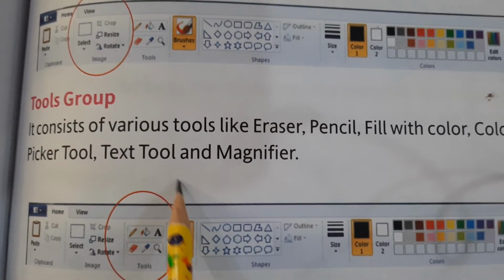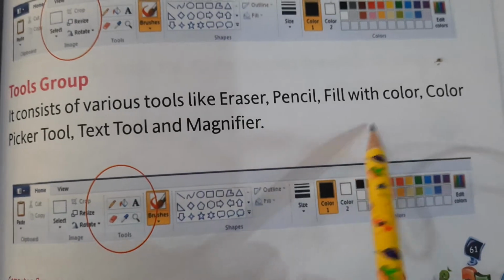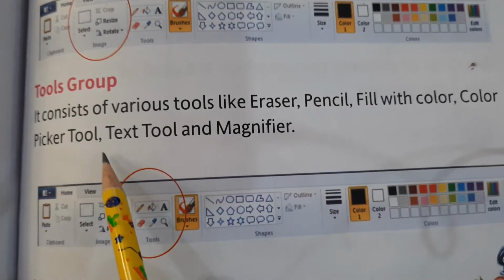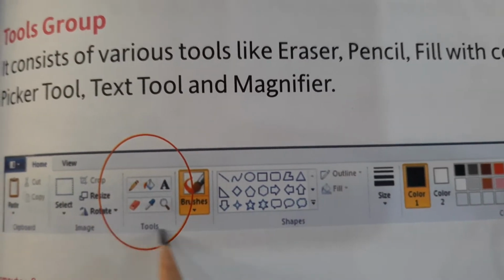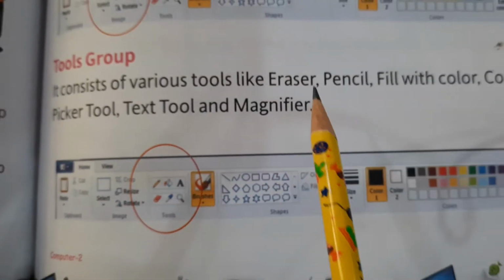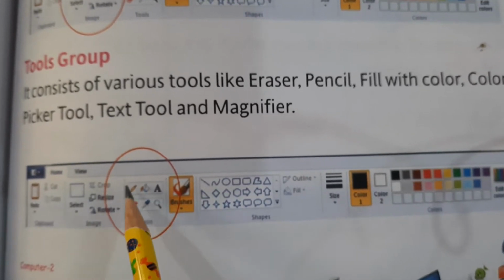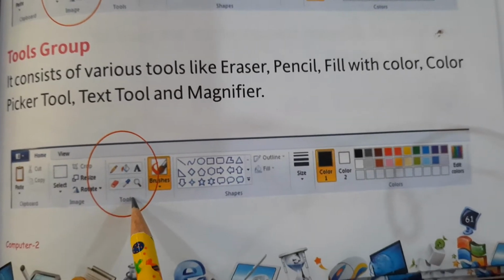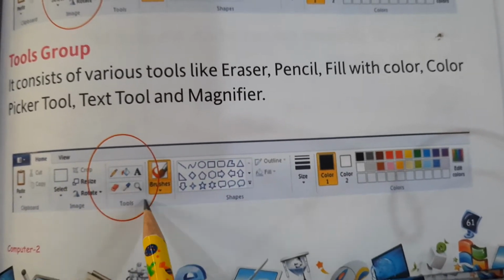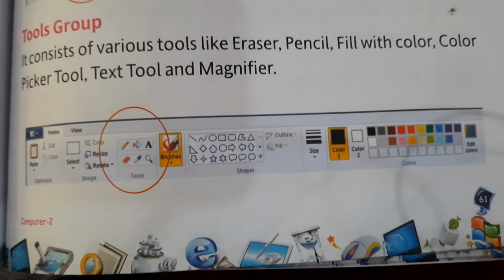Now tools group. It consists of various tools like eraser, pencil, fill with color, color picker tool, text tool and magnifier. So here you can see many tools. Okay, so it is consisting of eraser. This is eraser, this is pencil, then fill with color, this is color picker tool, text tool and magnifier tool. Fine. So these are various tools which you can use for your drawing.